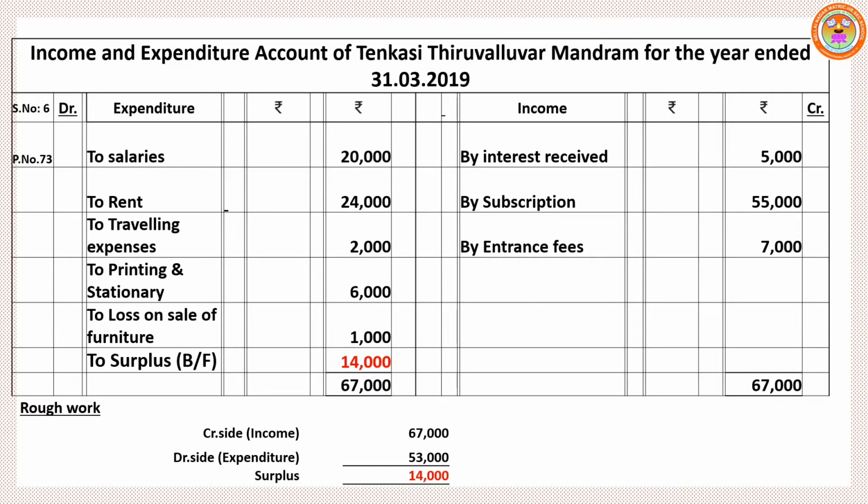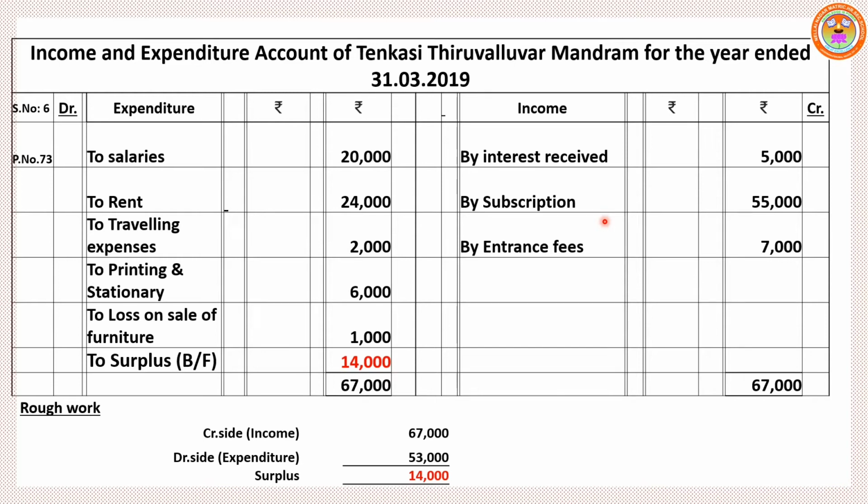So, strike out. No opening cash balance; it will not appear under the income and expenditure account. Create the columns: debit side expenditure, credit side income. Then under the receipt side, interest received, I already told you, is a revenue receipt, so we should show it under the income side. And subscription is recurring in nature, a revenue receipt, so show it under the income side.